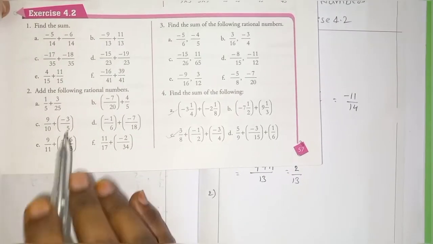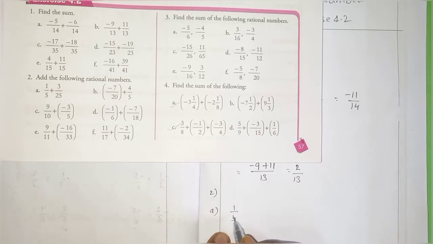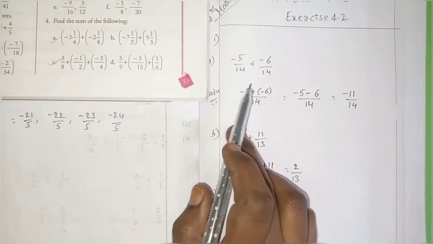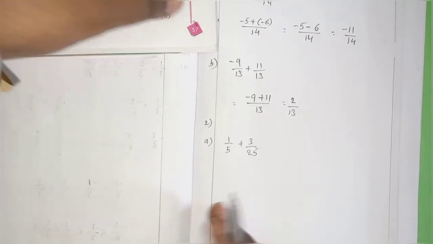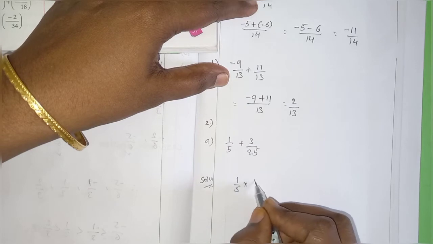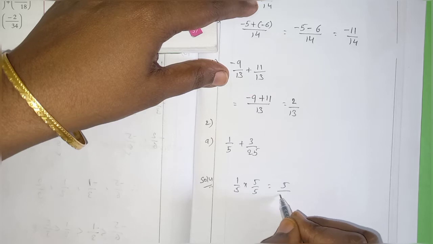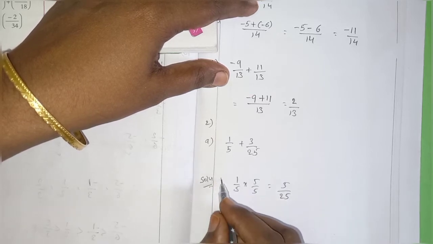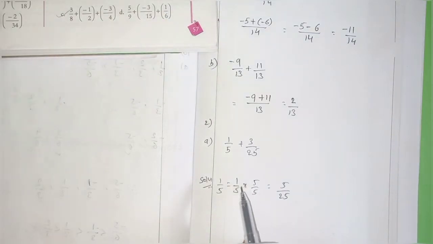Second one. Add the following rational numbers. 1 by 5 plus 3 by 25. Here the denominators are not the same, so to add the numerators we first make them the same. 1 by 5, multiply by 5: 5 ones are 5, 5 fives are 25. So 1 by 5 is equal to 5 by 25. If we cancel 5 fives, then it will be 1 by 5 only. That is the reason.